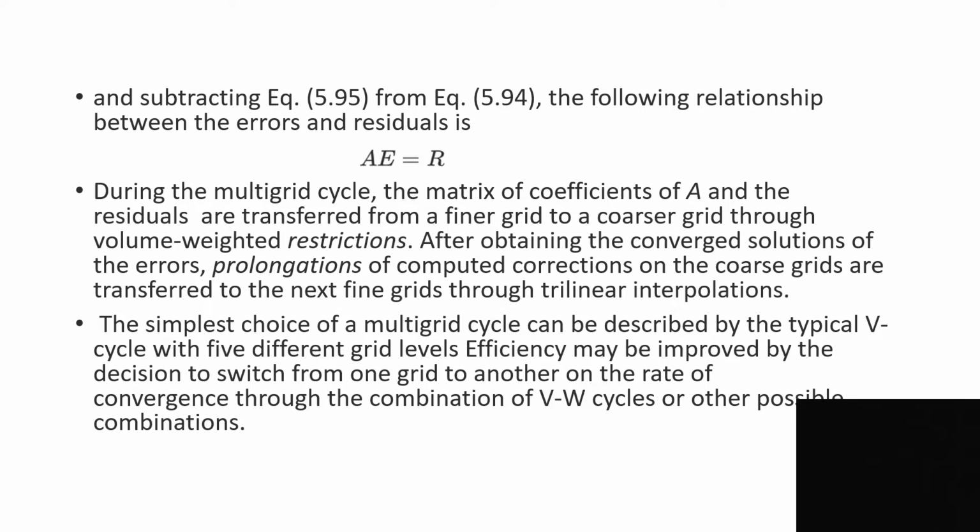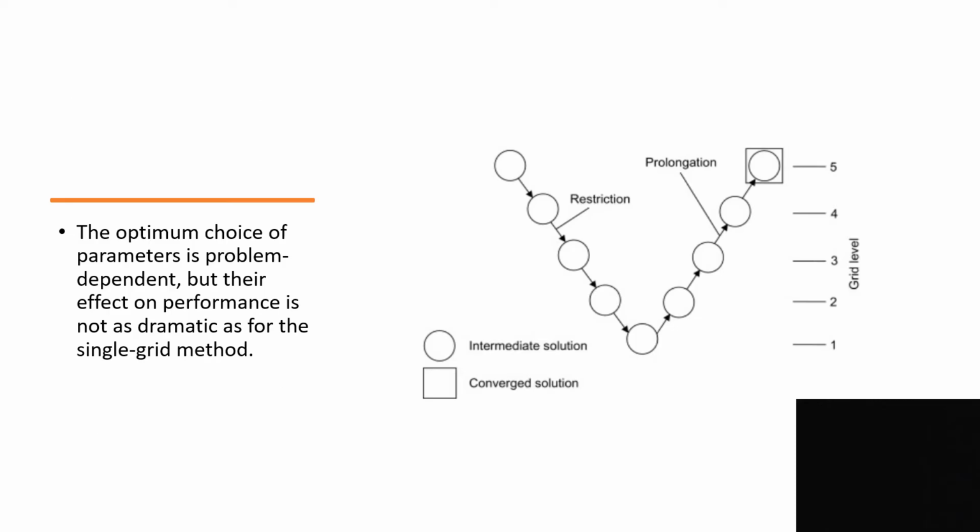The simplest choice of a multigrid cycle can be described by the typical V cycle with 5 different grid levels. Efficiency may be improved by the decision to switch from one grid to another based on the rate of convergence, through the combination of the V cycle or all other possible combinations. The optimum choice of parameters is problem dependent, but their effect on performance is not as dramatic as for the single grid method. You can see the above diagram.